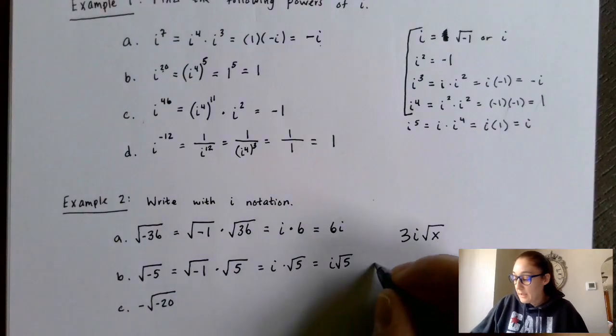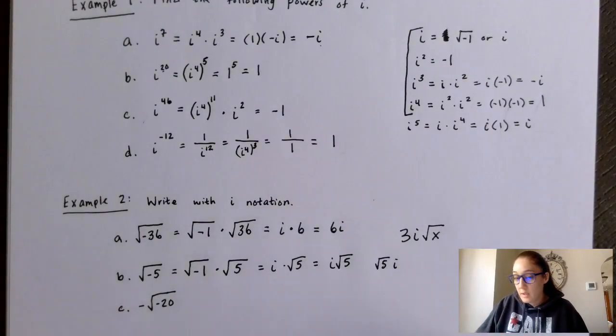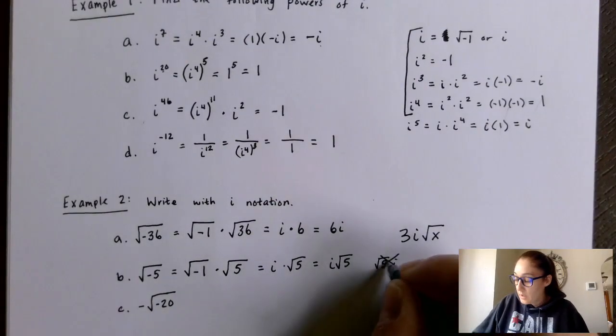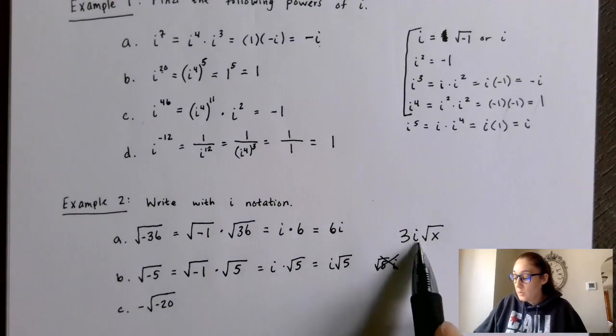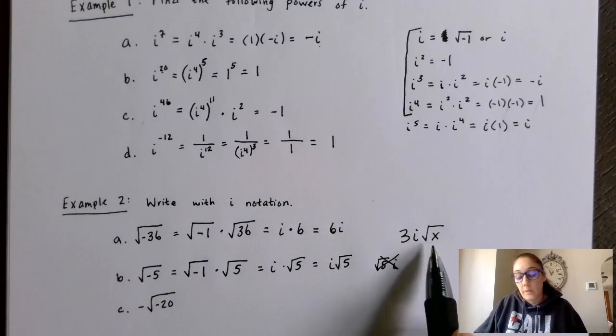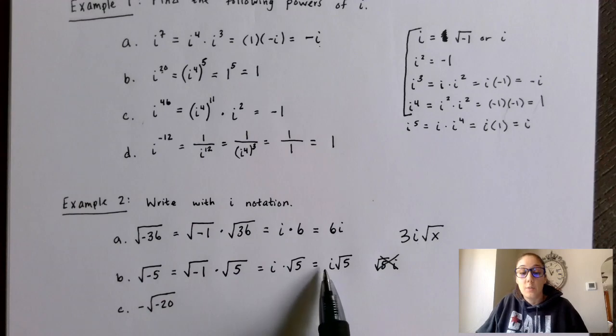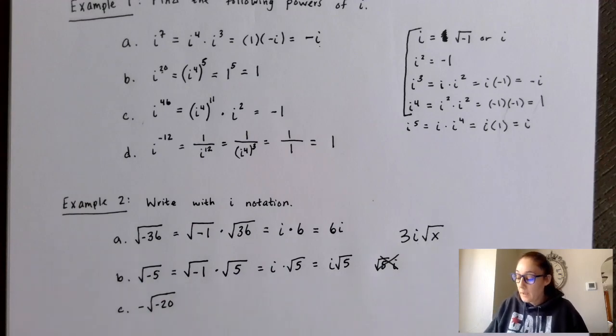Please don't write this as radical 5i like that. That's incorrect notation. Alright, i goes between the number and the radical. And here technically the number, the coefficient, would be 1. We don't have to write it.